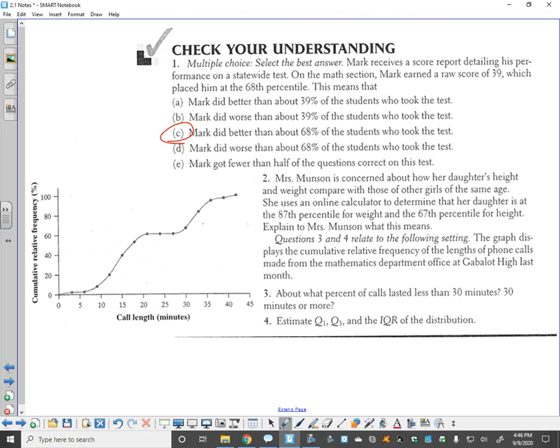Miss Munson is concerned about how her daughter's height and weight compare with those of other girls of the same age. She uses an online calculator to determine that her daughter is at the 87th percentile for weight, 67th percentile for height. Explain to her what this means. It means that her daughter weighs more than 87% of other girls her age, and is taller than 67% of other girls her age.